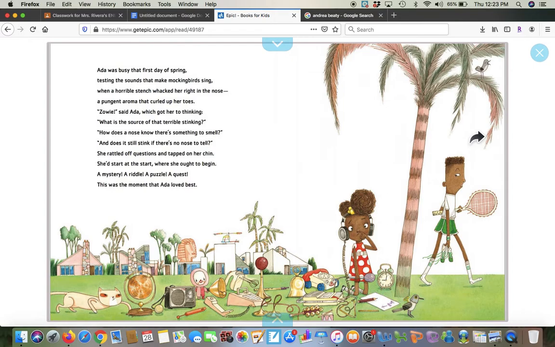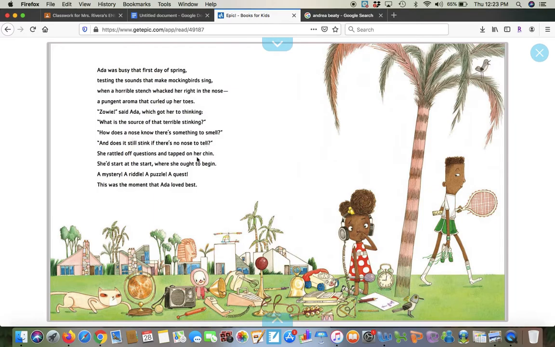Ada was busy that first day of spring, testing the sounds that make mockingbirds sing, when a horrible stench whacked her right in the nose. Oh, here's the smell. A pungent aroma that curled up her toes. Now, when something smells pungent, that means it does not smell good. "Zowie," said Ada, which got her to thinking. "What is the source of that terrible stinking? How does a nose know there's something to smell? And does it still stink if there's no nose to tell?"